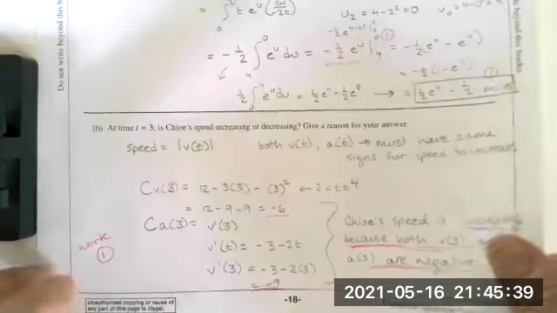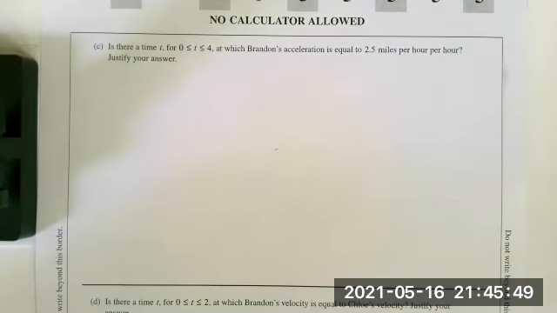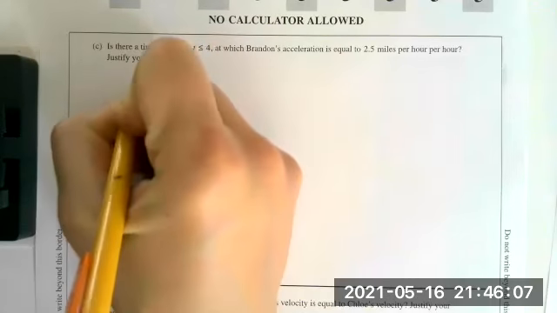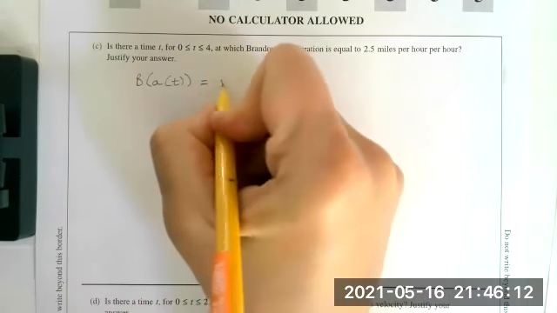I'm going to actually include part C in here. We're going to do 2 parts at the same time. And part C is now switching over to Brandon. So is there a time t between 0 and 4 at which Brandon's acceleration is equal to 2.5 miles per hour per hour? Well, I don't know. Let's see. Let's keep in mind a couple of things here. Brandon's acceleration is the derivative of Brandon's velocity.